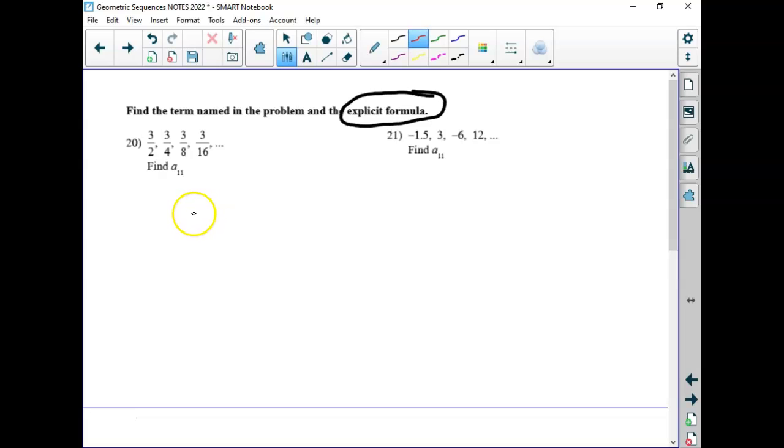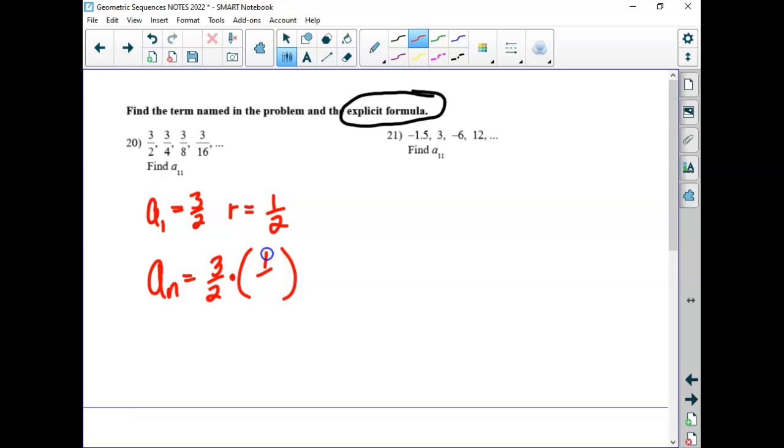Are you okay, Adriel? Right, what are they multiplying by, guys? The first term is 3/2 and the ratio is 1/2 because the top stays the same. They're multiplying by 1, the bottom they're multiplying by 2. Everybody okay? So the explicit form would say a sub n equals 3/2 times 1/2 to the n minus 1. Whew. I think I'll be using my calculator to find that 11th term.